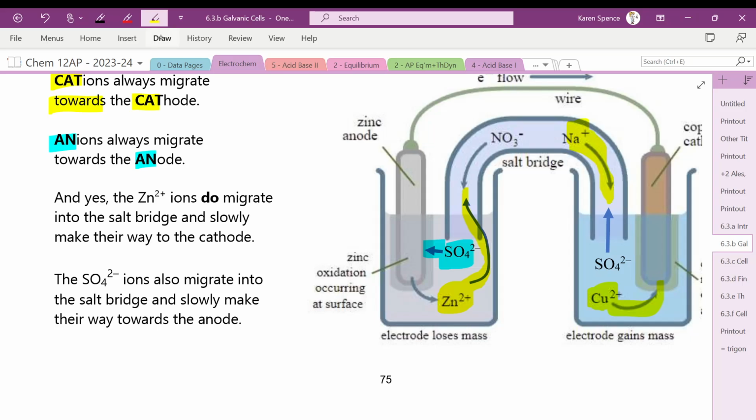All of the anions, including the sulfate on this side, will eventually make their way up in there. The nitrate, that's part of the solution we put in the salt bridge. All of those negative ions are all moving towards the anode. Okay?